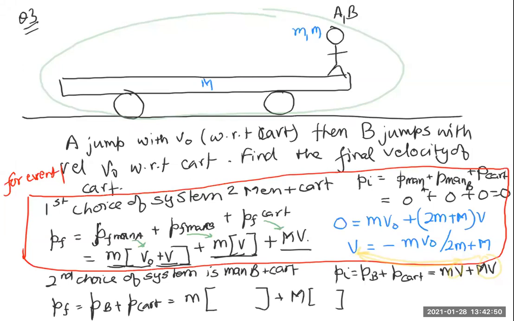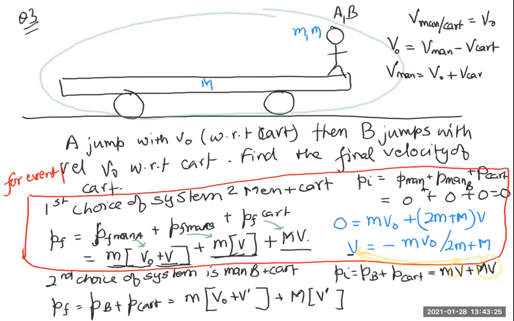अब जब सेकेंड मैन जंप कर गया तो कार्ट की वेलोसिटी अब v से चेंज हो जाएगी. Let's say it becomes v dash. So this will be v naught plus v dash. Why will it be v naught plus v dash? Remember that velocity of the man with respect to the cart is given as v naught. This means that v naught is equal to velocity of man minus velocity of cart. This means velocity of man is equal to v naught plus velocity of cart.